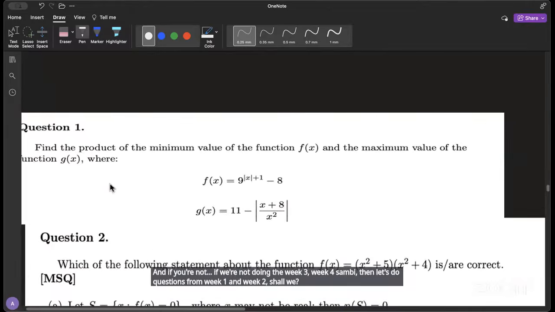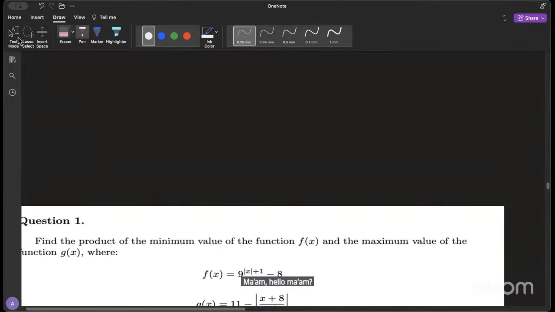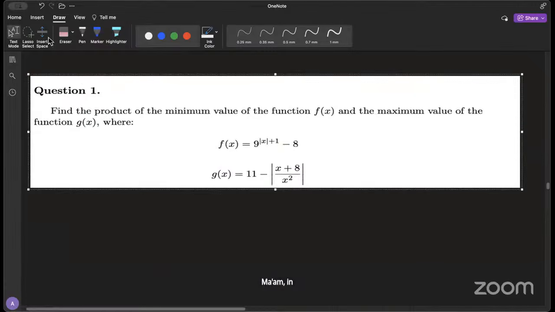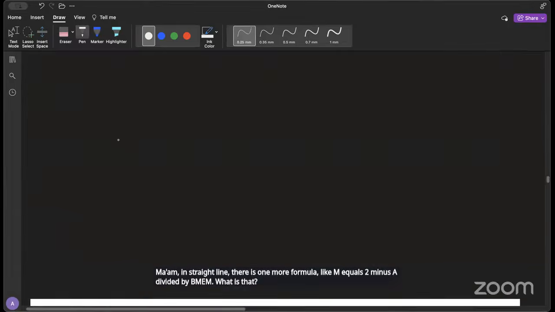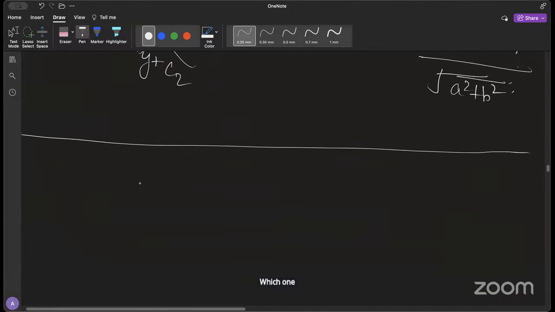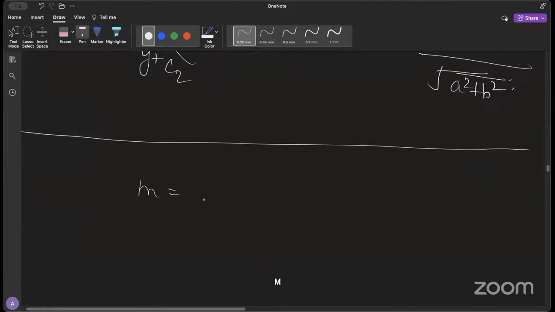Yes, ma'am. Ma'am, in straight line, there is one more formula like m equals to minus a divided by b. Ma'am, what is that used for? Which one? m is equals to minus a upon b.